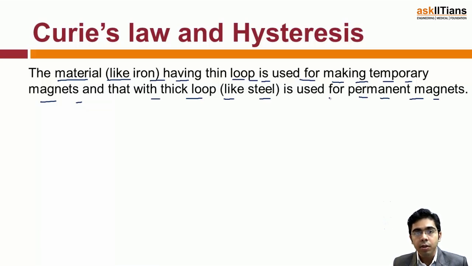So we have studied this. A thick loop means energy loss is more. That means if energy loss is more, a very high amount of energy is required to magnetize or demagnetize the permanent magnet. So this is what we need. This is exactly why we need a thick loop for a permanent magnet and a thin loop for a temporary magnet.